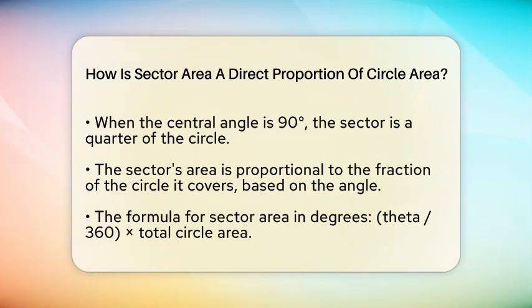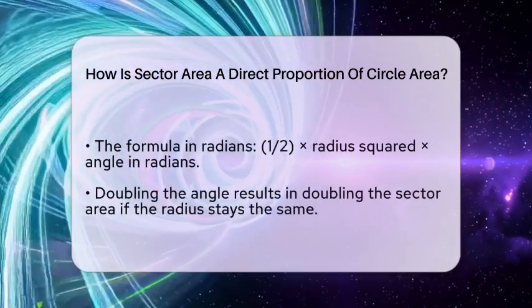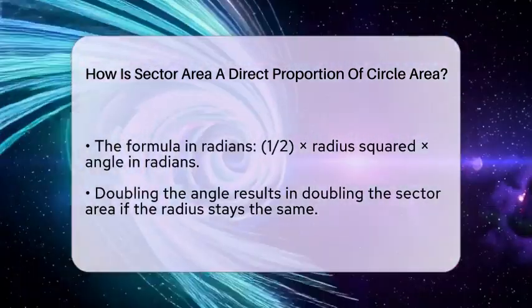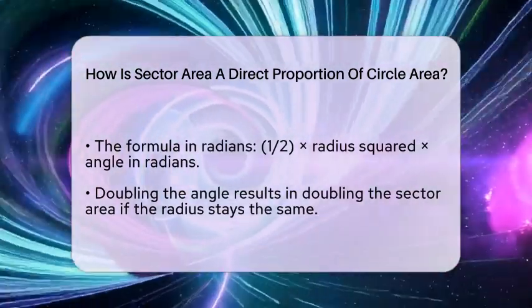This means if the angle doubles, the sector area doubles too, assuming the radius stays the same. The relationship is directly proportional because the sector area increases in direct proportion to the angle.